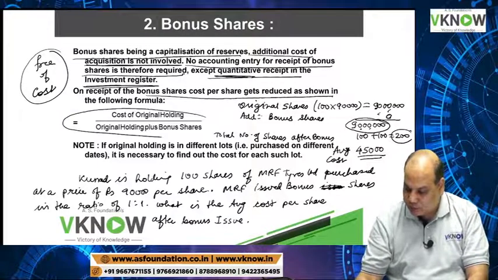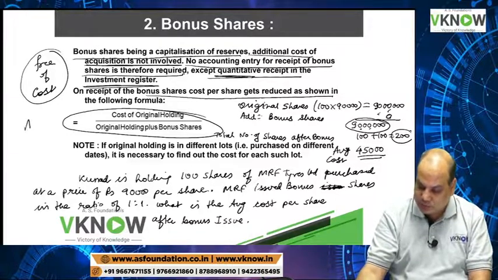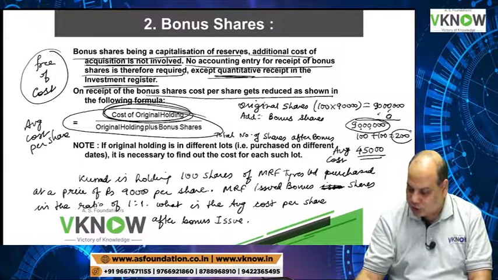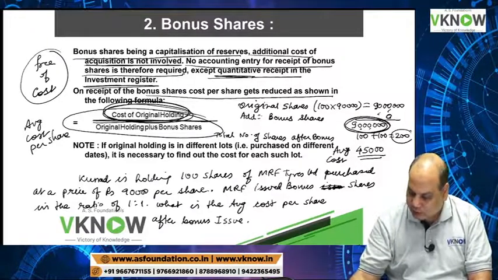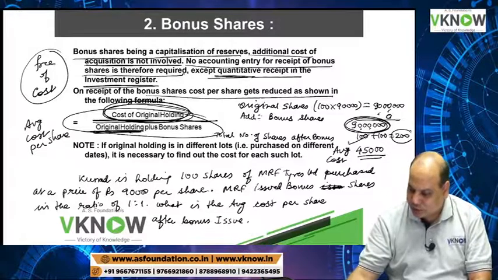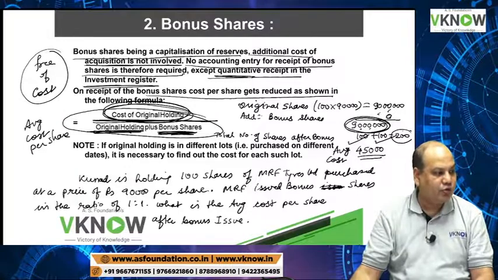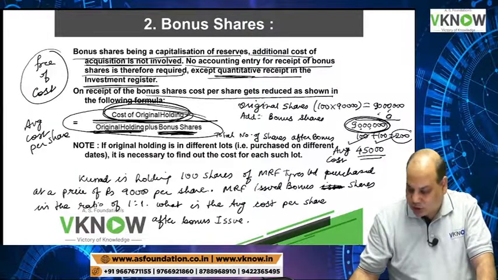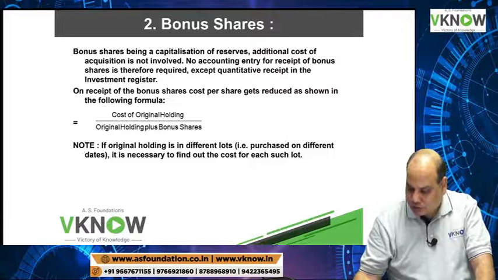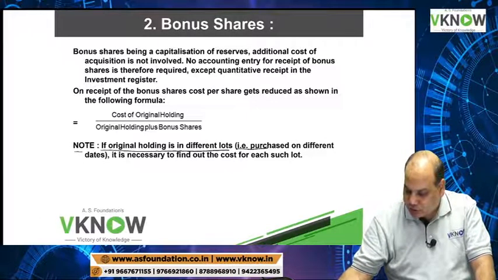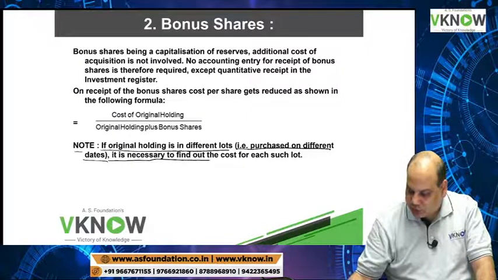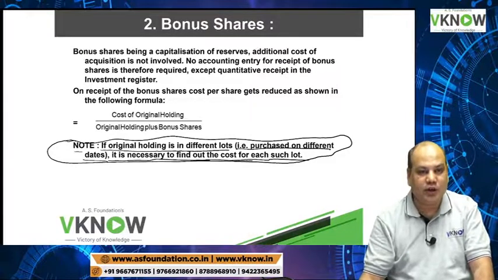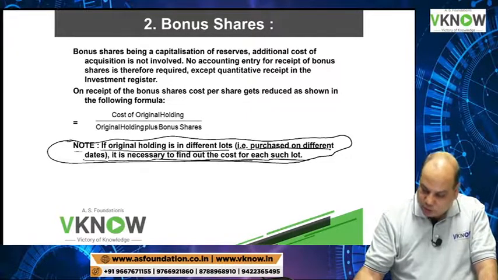You see the formula here, the formula of average cost per share after bonus issue. Cost of original holding, in our example 90 lakh, divided by original holding 100 in our example plus bonus share 100. That gives me the average cost per share in case of bonus shares. In case of bonus share, note, if the original holding is in different lots, that is purchased on different dates, it is necessary to find out the cost for each such lot. No problem. If you have purchased different lots on different dates, find out the cost of each lot. I hope this bonus share part is clear.